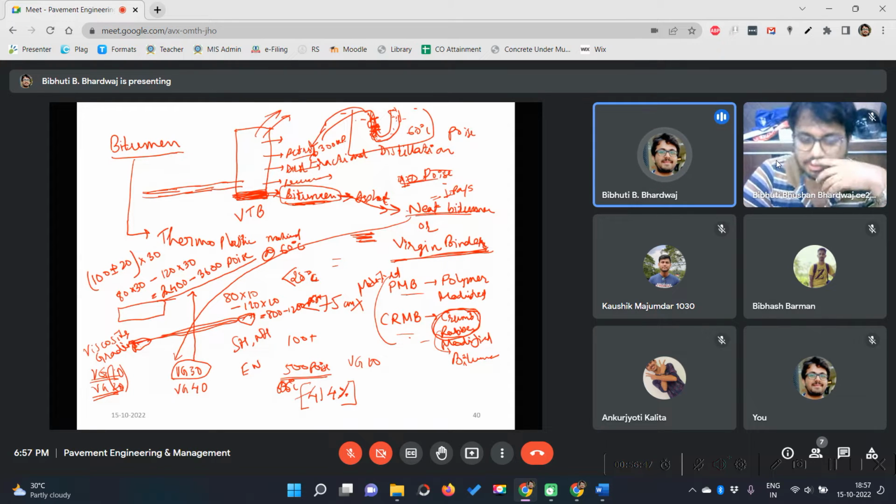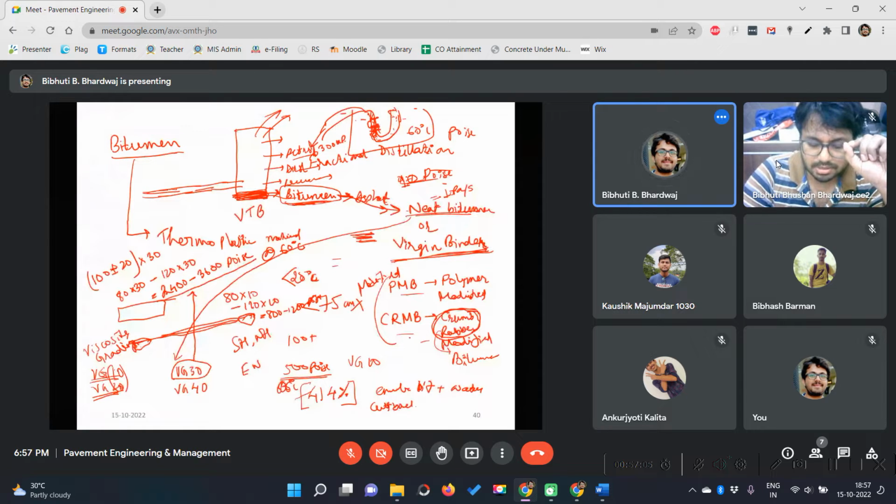The other types that you mentioned, emulsion, those are not bitumen. Those are mixtures. Emulsion is a mixture of bitumen plus water. Cutback is a mixture of bitumen plus some liquids like petrol, diesel, kerosene, like that.